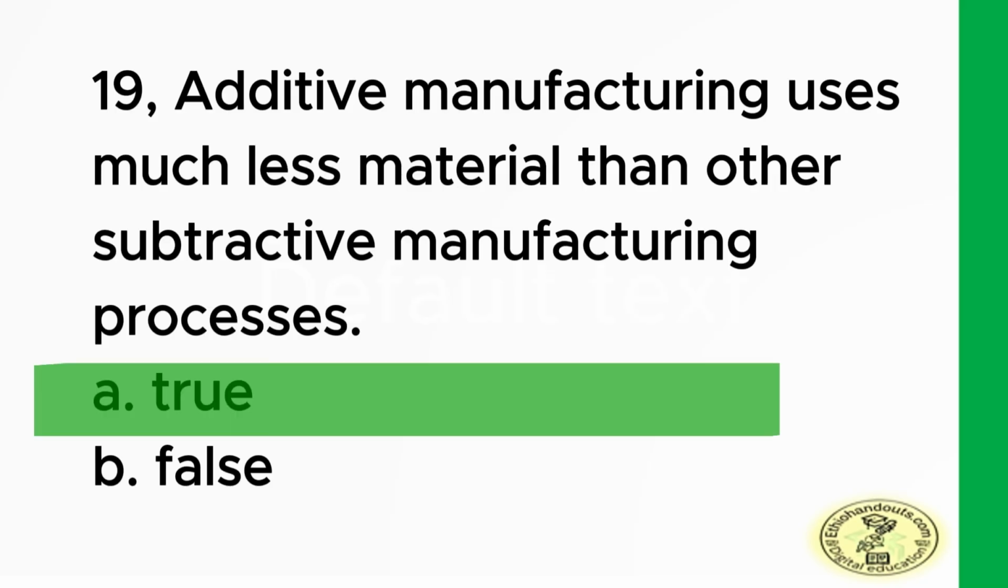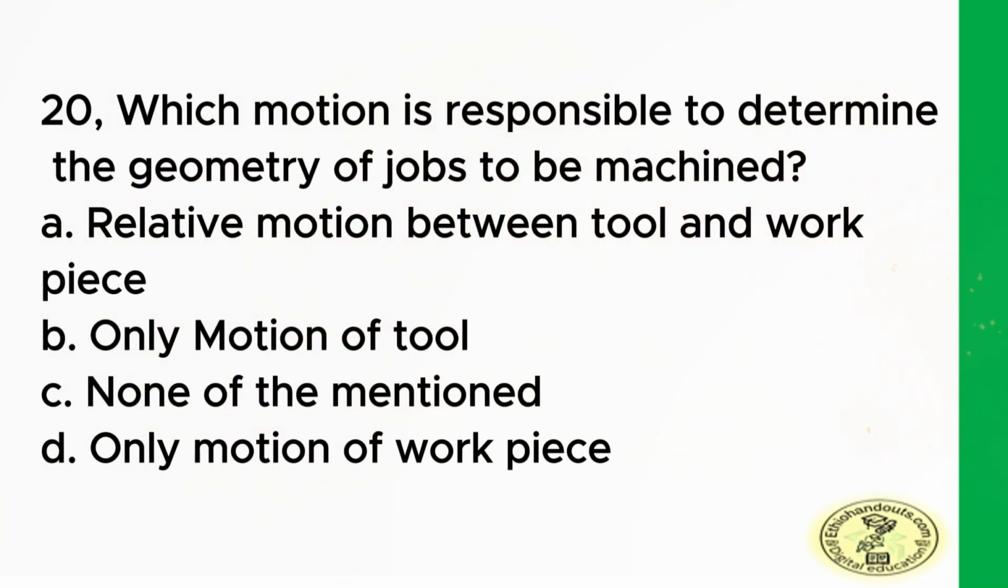The correct answer is A. True. 20. Which motion is responsible to determine the geometry of jobs to be machined? A. Relative motion between tool and workpiece, B. Only motion of tool, C. None of the mentioned, D. Only motion of workpiece.